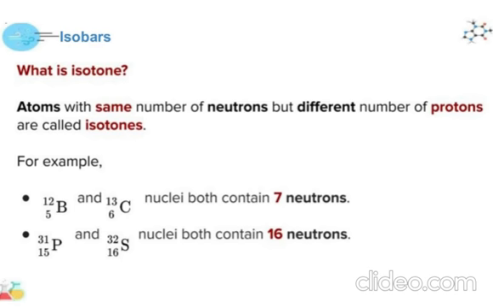There is one more term, which is isotone. Isotones are atoms which have the same number of neutrons but different numbers of protons. Two elements that have the same number of neutrons but different protons are known as isotones. Here are two examples. This is just an extra fact.